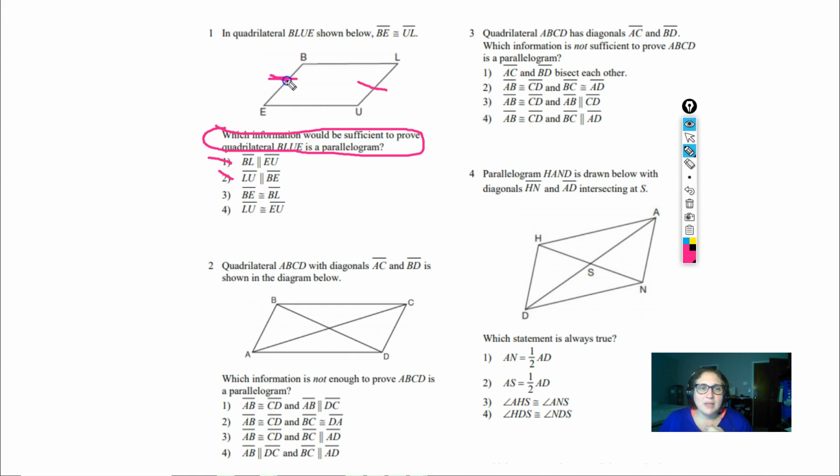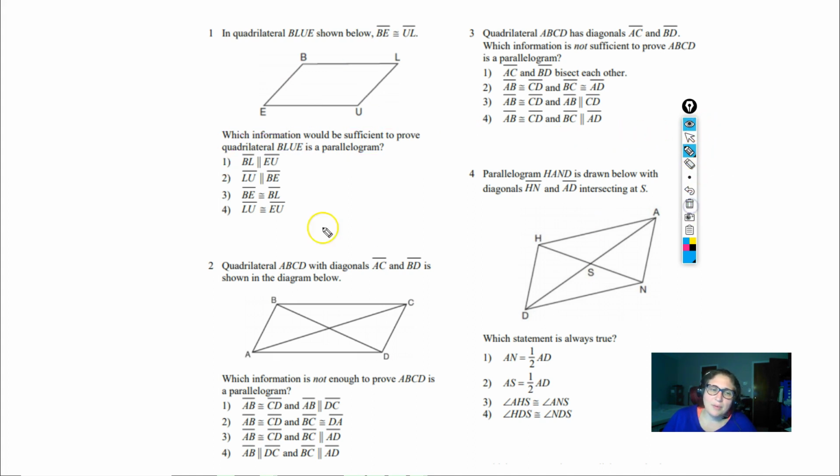Then it says BE is congruent to BL. Well, that doesn't make any sense or help us at all. If that was true, then maybe we could prove a rhombus, but we'd still need one other piece of information. Ooh, this is interesting. BE, BL, LU. I think I disagree with this question. LU and EU. Yeah, I disagree with this question.